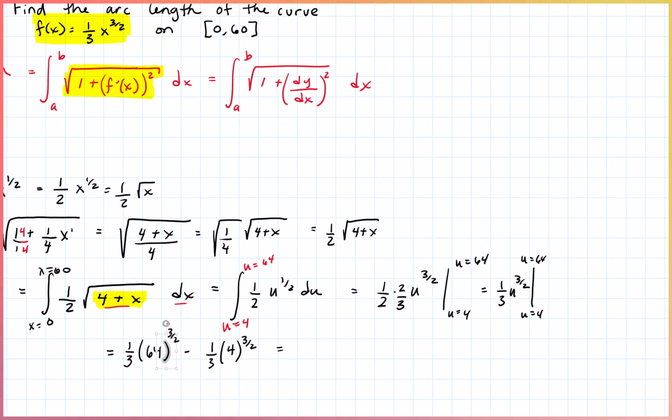I just am looking at those bounds that we're plugging in, and it's really nice because 64, when you raise it to the 3 halves, you're taking the square root of 64 and then cubing it. So this actually becomes 1/3 times 8 cubed. The square root of 64 is 8. And then 1/3, the square root of 4 is 2, to the third. And so then we've got 512 over 3 minus 8 over 3. And then that becomes nicely 504 divided by 3.